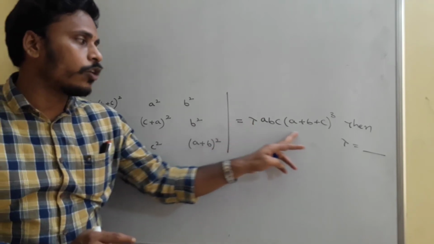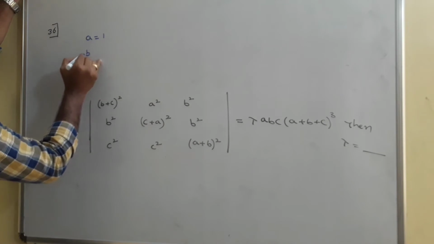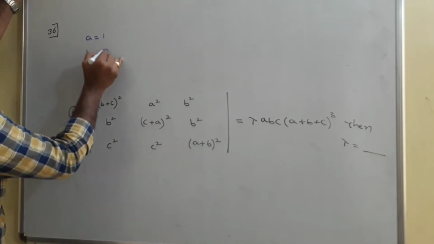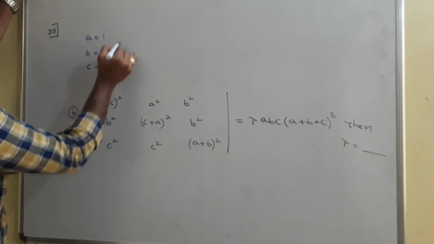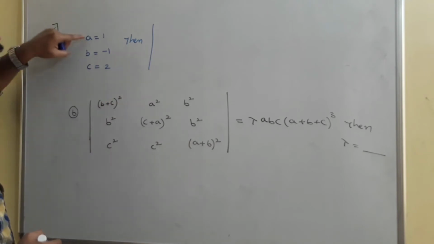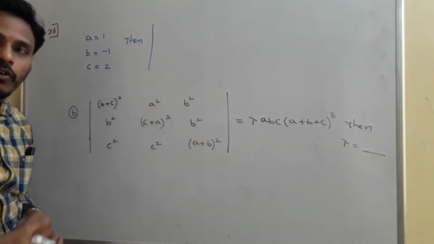Since we need to find lambda, lambda must be there in the problem itself, and that's why don't take 0 in the place of a. Simply take a is equal to 1, or you may take some negative numbers, no problem. b is equal to minus 1 and c is equal to 2. Then think about how the problem will change, and express everything in terms of a, b, c.